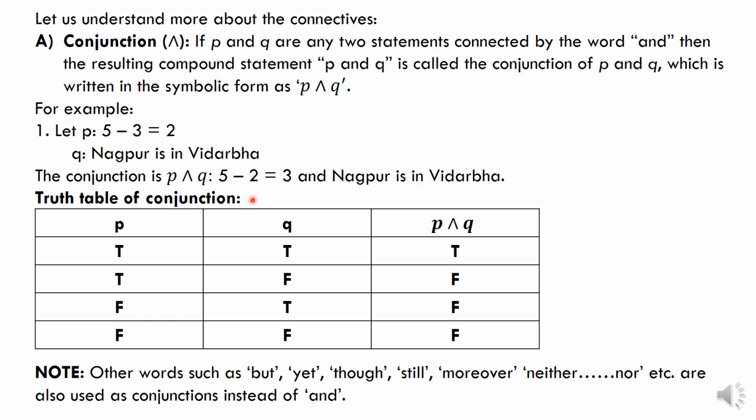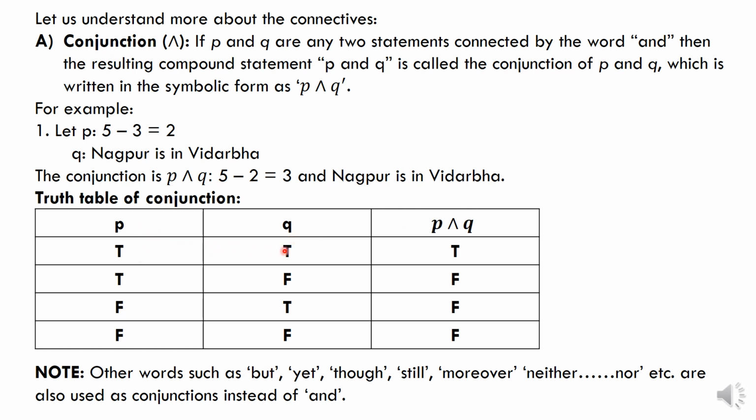Now let us see the truth table of a conjunction. When is a conjunction true and when is it false? We have three columns over here: P, Q, P and Q. These truth tables for all the connectives are very important from your exam point of view. You have to learn them by heart, students.